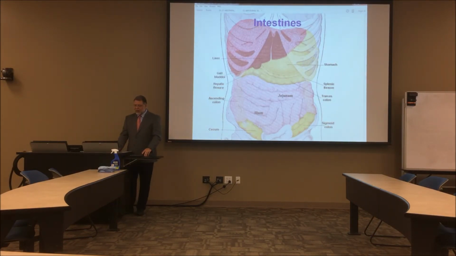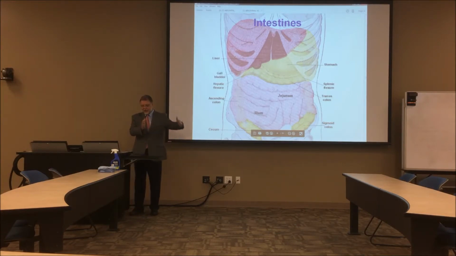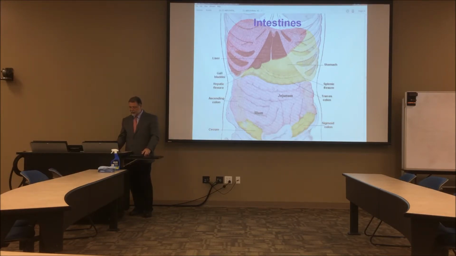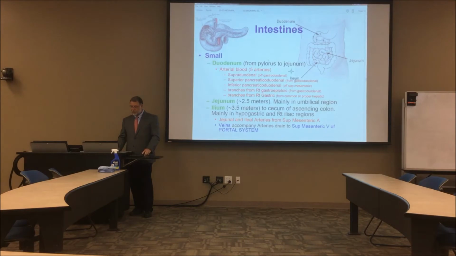So after the stomach, the small intestines are threefold: the duodenum, the jejunum, and the ileum. The ileocecal valve, way down here where the cecum is, that's where the end of the small intestine and the ascending colon begins.